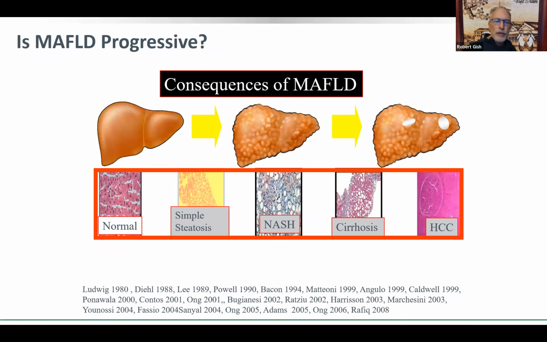Back to simple steatosis, NASH, cirrhosis. Simple steatosis does not progress. It occasionally can go from steatosis to NASH, but that number is not known. Once you have NASH, your risk of cirrhosis is 15%. 7% of liver cancer, although we're seeing liver cancer in fibrosis level 3 NASH patients.